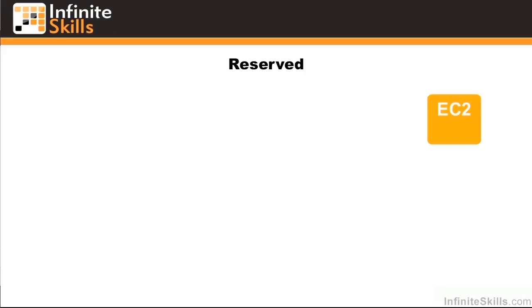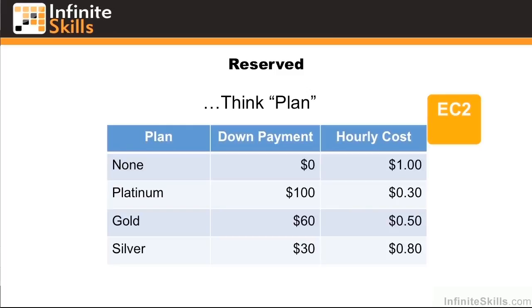Let's look more closely at reserved instances. The best thing to think of is plans. We're all used to buying everything on plans, houses, cars, and so forth. If you have a down payment of nothing, you have to pay for the whole product. With a different plan, you can pay more up front in exchange for a lower ongoing payment. This is sort of the same thing that happens with Amazon.